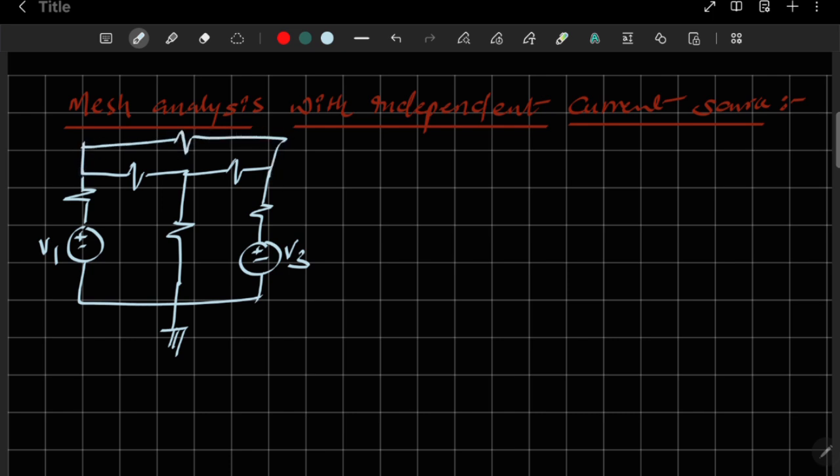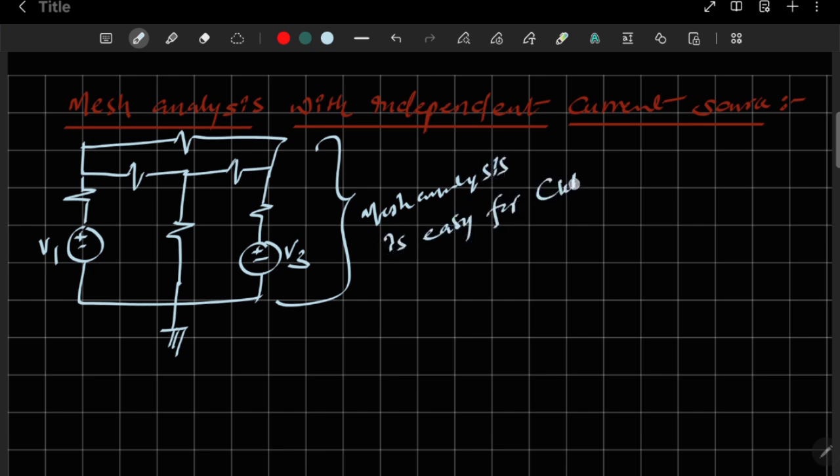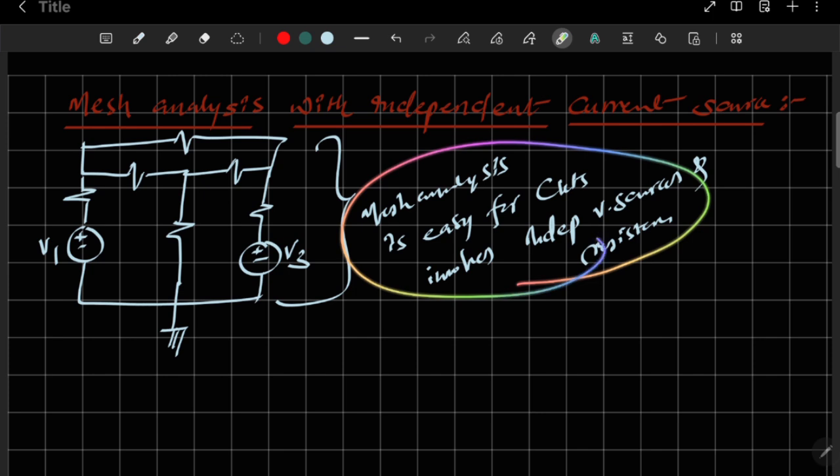Now what I am doing is, when you take the circuit with the independent voltage sources and the resistors, then that is an easy way of mesh analysis. Mesh analysis is easy for the circuits involving independent voltage sources and resistors. You can compare this one with our nodal analysis also.